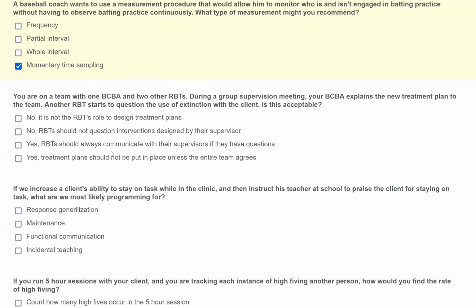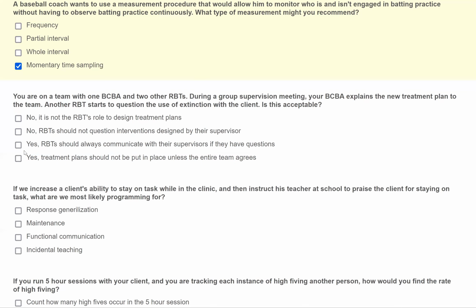C, yes, RBT should always communicate with their supervisors if they have questions. Perfect. This is a perfect answer. C looks great. D, yes, treatment plans should not be put in place unless the entire team agrees. That's just not true either. Ultimately, it's going to be the BCBA or the supervisor's decision. You may disagree. You may ask questions. They may say, we're still going to do it. You have to do it.